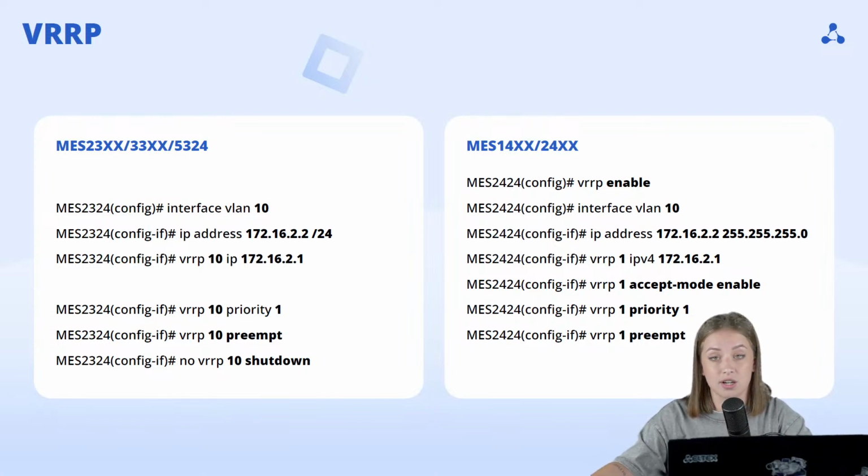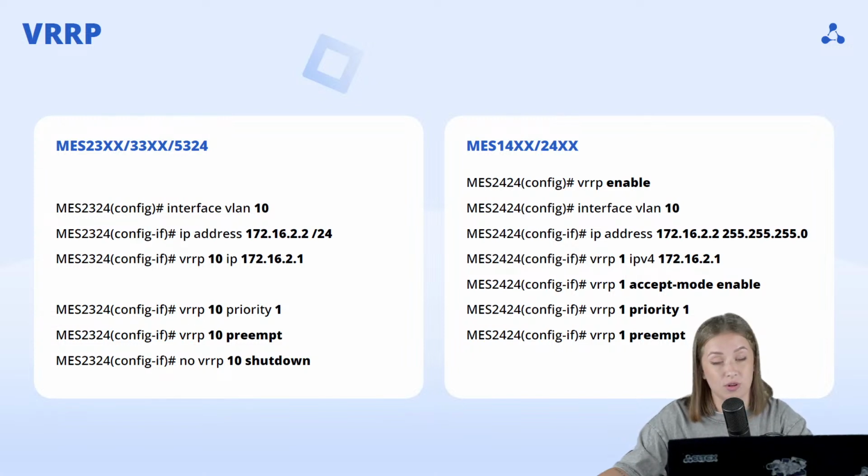VRRP. The protocol is designed to provide redundancy for the equipment which acts like the default router. In our case, it's the switch. So we are starting with creating an IP address for the virtual router, which will initiate the VRRP process in the desired VLAN interface. Then we create the VRRP process and assign it to a VLAN.